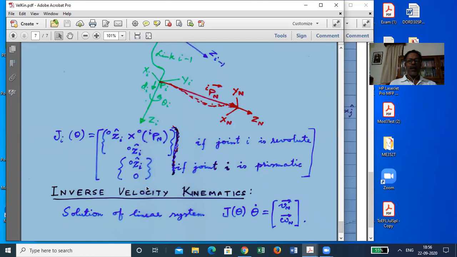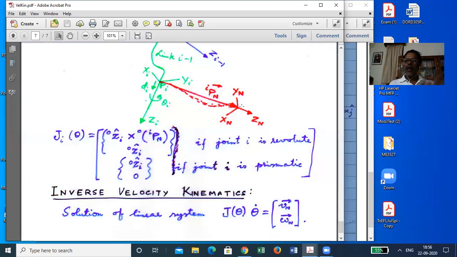So this is what you get as one column of the Jacobian. Like that you go on filling each and every column. So origin of frame 1 to here, origin and z-axis of frame 1 and this point. This much you have to do to fill the first column.